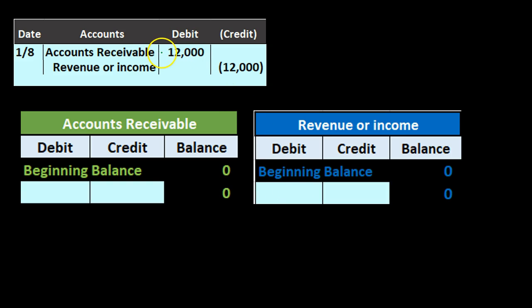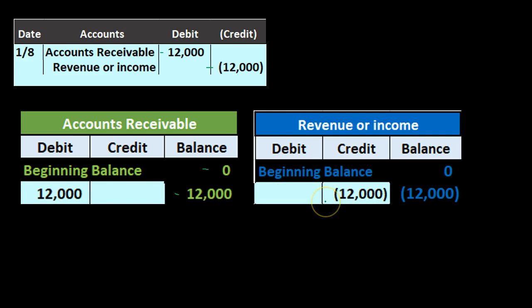So here's the accounts receivable. We're going to post that here. It had a zero balance, and it's going to go up by $12,000 to $12,000 in the debit direction. Revenue, we're going to have a credit. Here's our credit GL account. We're going to post this. This is the process of posting, posting from the general journal to the general ledger. So we've got the credit of $12,000. It's always going to be a credit to revenue. Revenue only goes up in the credit direction, to $12,000.